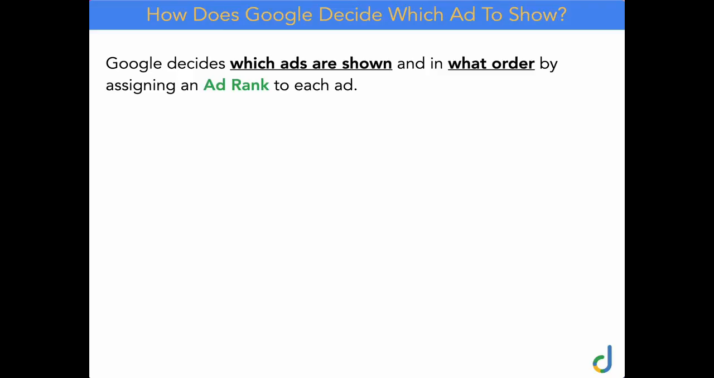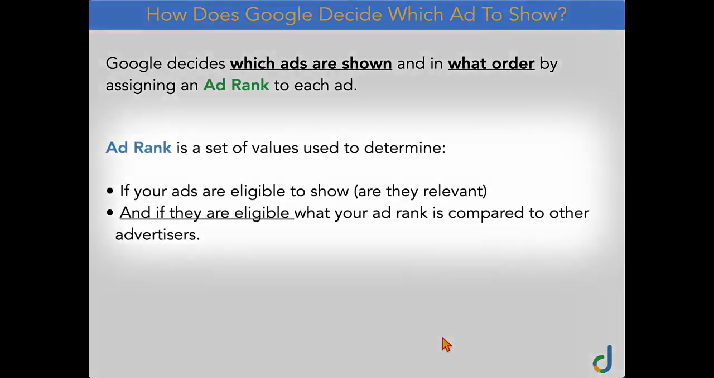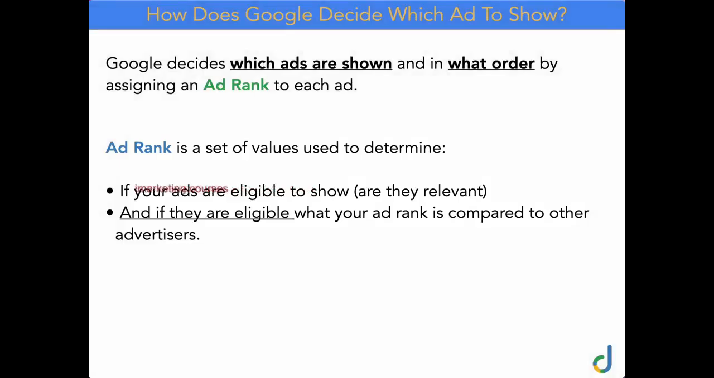And the way that Google does this is it assigns an ad rank. Now, ad rank is a set of values used to determine, firstly, if your ads are eligible to show. So are they relevant? And if they are eligible, what ad rank is compared to other advertisers. You'll see a really common theme when it comes to Google Ads auctions is that it's all about relevance. Ultimately, what Google wants to achieve with its ads platform is to show the most relevant ads, taking people to the most relevant landing pages from their initial search. So if you can always be thinking that it's all about relevance, you're going to be a long way down the journey to seeing success with Google Ads.